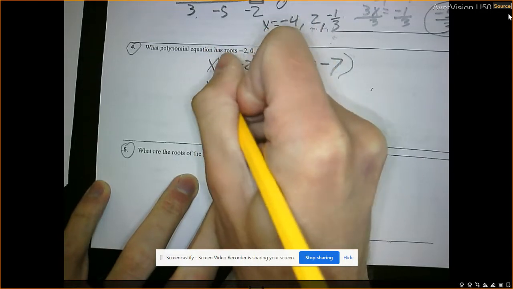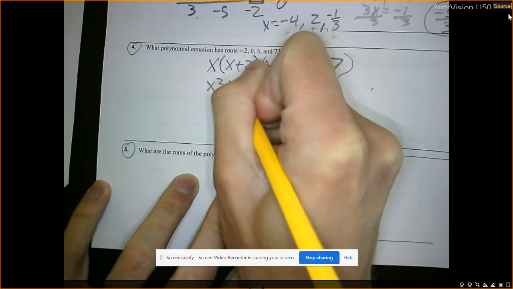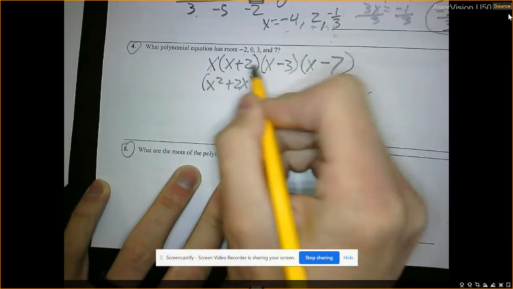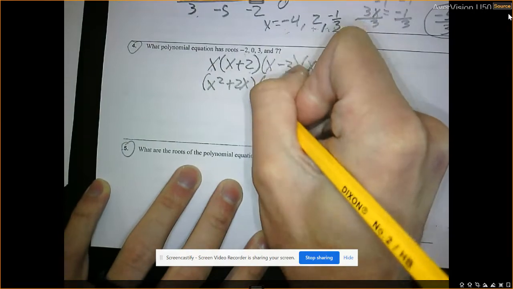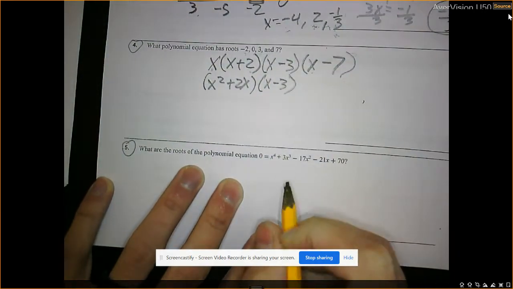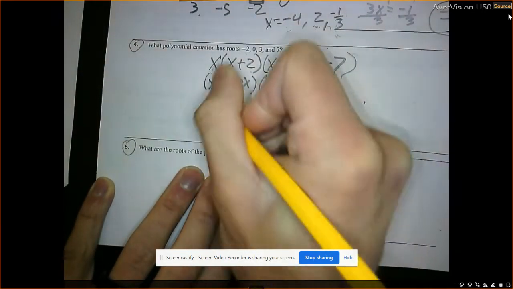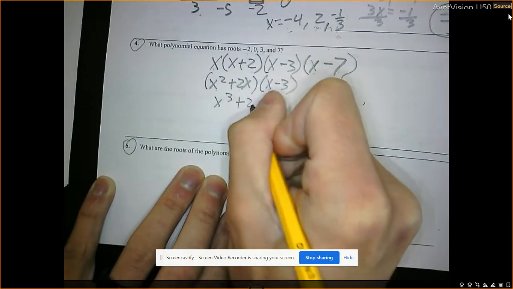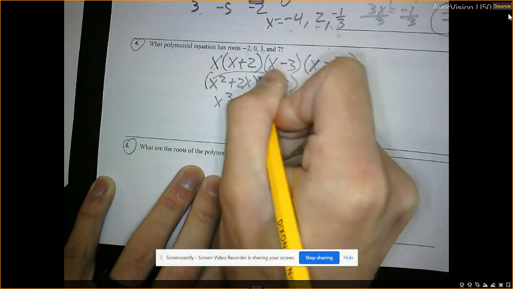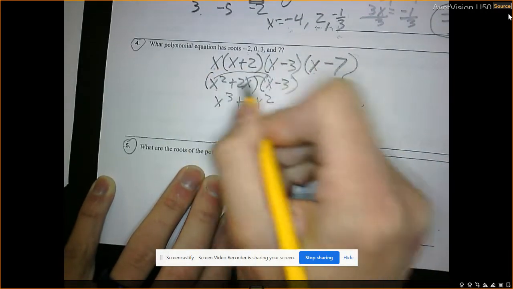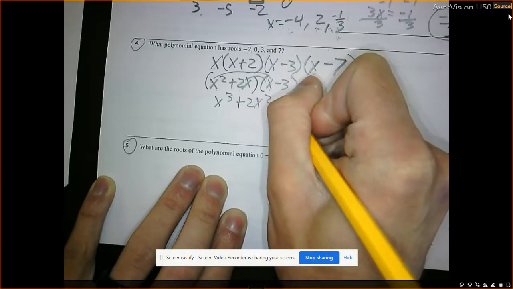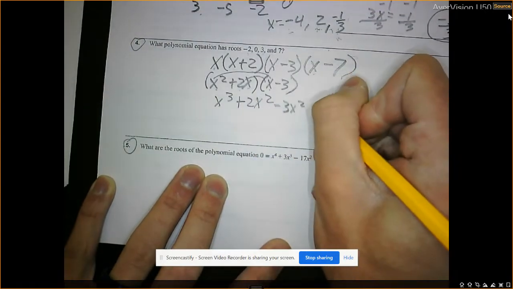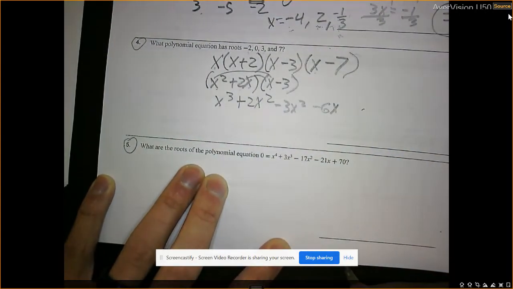Well, x times x is x squared. X times 2x is 2x. So we can go ahead and combine those two. That's multiplying those two out. And then we can go ahead and FOIL with the next one. So let's do that. X squared times x, that's x cubed. 2x times x, that's 2x squared. I'm just FOILing right now. X squared times -3, that's -3x squared. And then 2x times -3, that is -6x.